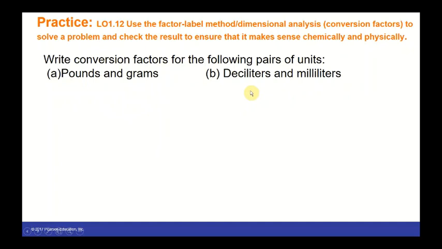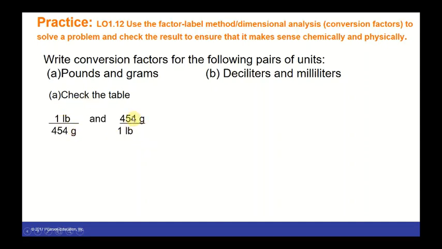So let's write the conversion factors for the following pairs of units. We want to go from pounds to grams, and from deciliters to milliliters. Let's take a look at A first. Well, here we would have to check the table, and if we go back a couple of slides and take a look at the table, we'll see that 1 pound is 454 grams, or 454 grams is 1 pound.